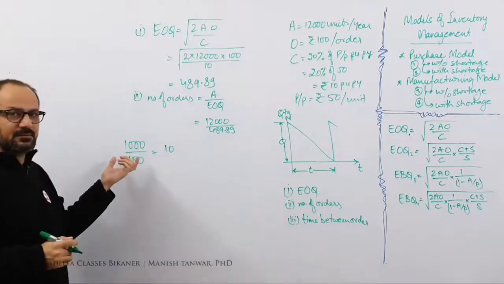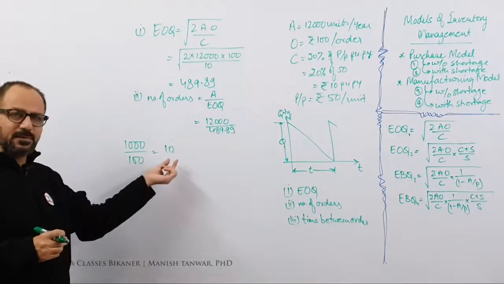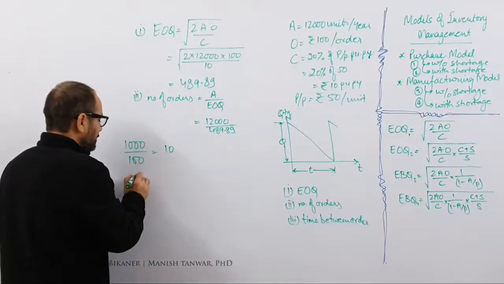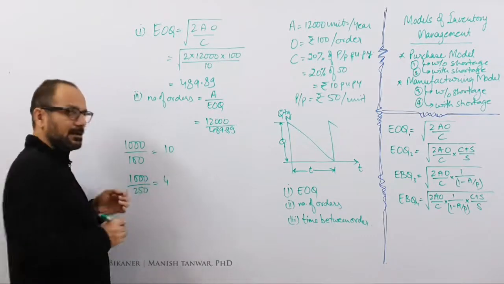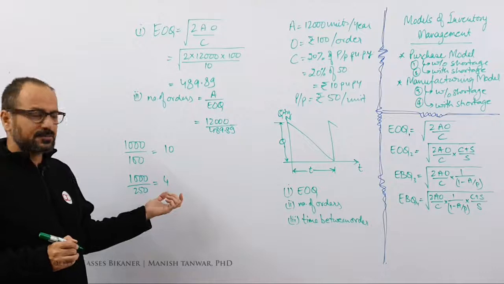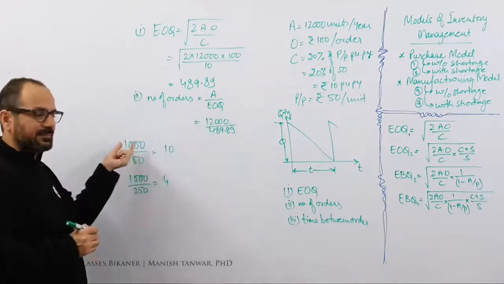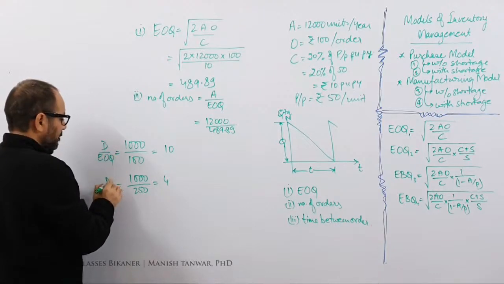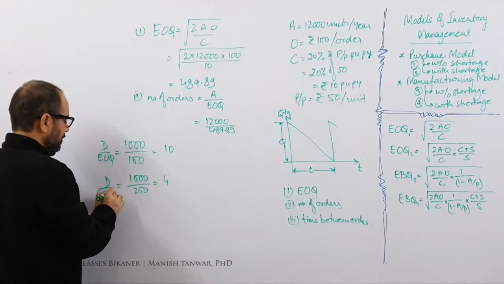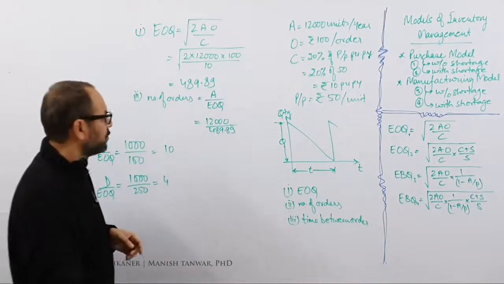If I have a demand of 1000 units and I place an order of 100 units each time, I have to place 10 orders. If I have a demand of 1000 units and I place an order of 250 each time, I'll have to place 4 orders. So this is your demand, this is your order size. 1000 is your demand and 100 is your order size. 1000 is your demand, but this time your order size is 250.